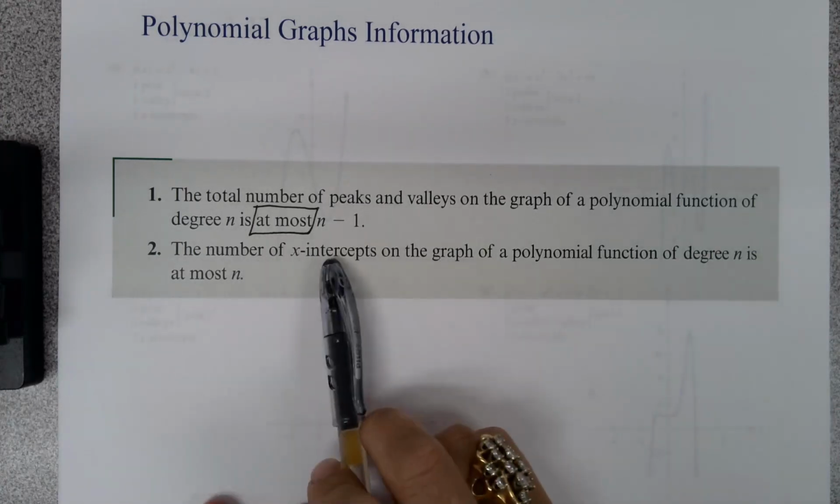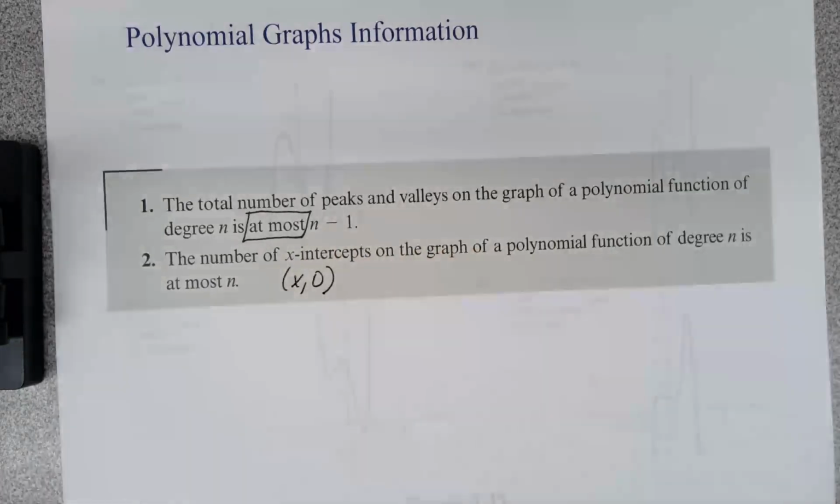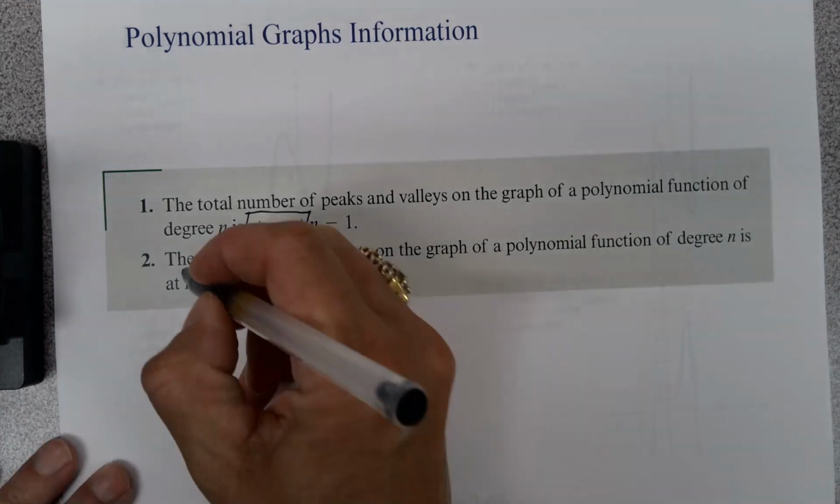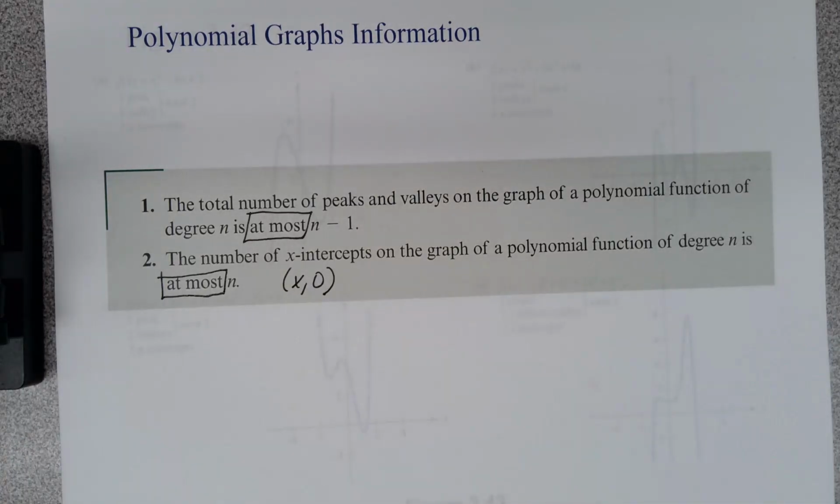Similarly, remember our x-intercepts are of the form where x is some value and y is 0, values that cross the x-axis or touch the x-axis. The number of x-intercepts on the graph of a polynomial function of degree n is at most n. So a degree 3 polynomial could cross the x-axis 3 times, or 2, or 1, or 0. It doesn't say exactly n, but at least it lets you know what the maximum possibility is for the graph.